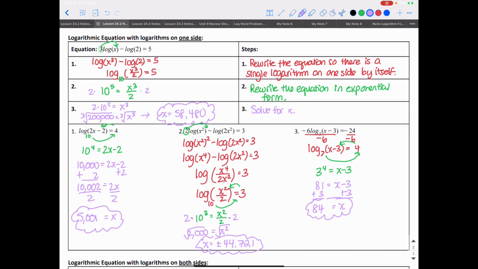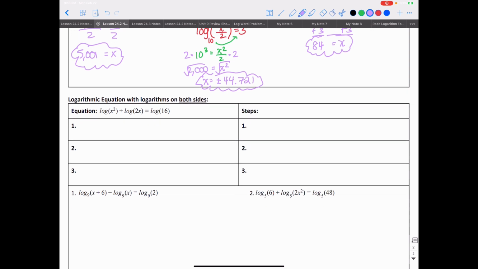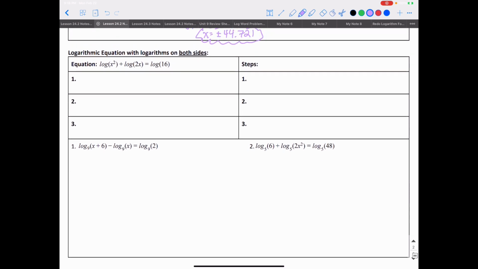Then the last thing we're going to talk about is logarithmic equations with logarithms on both sides. The steps to solving those problems: the first thing we're going to do is rewrite the equation so there's a single logarithm on both sides. So just one single log on the left and one single log on the right.